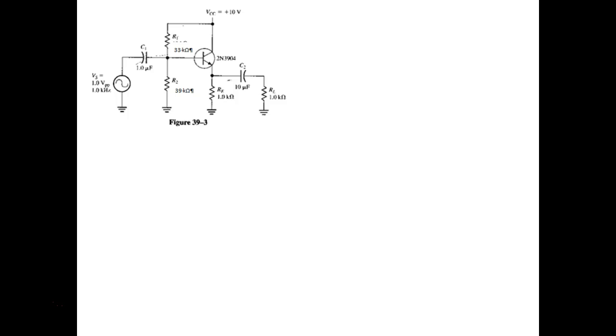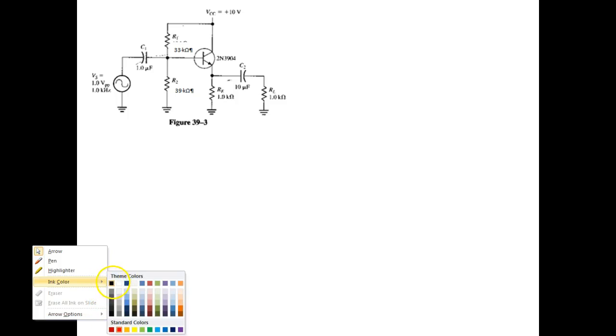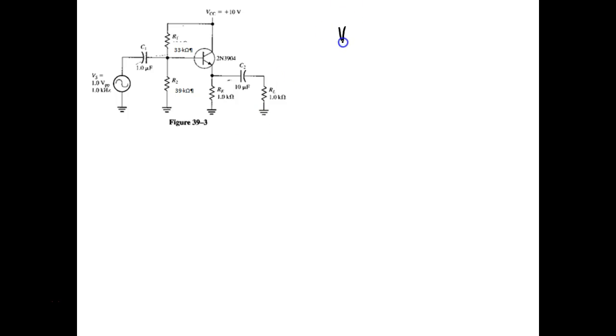So this has a really high input resistance, or impedance. It has a really low output impedance, and we'll look at that and see if we can calculate it. But first of all, let's calculate our voltages, guys. So what would VB be?